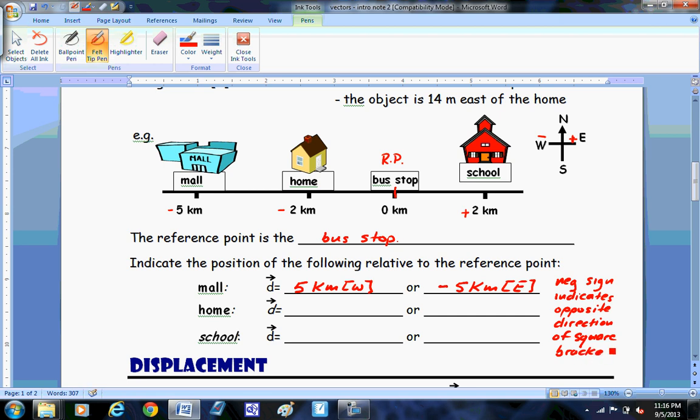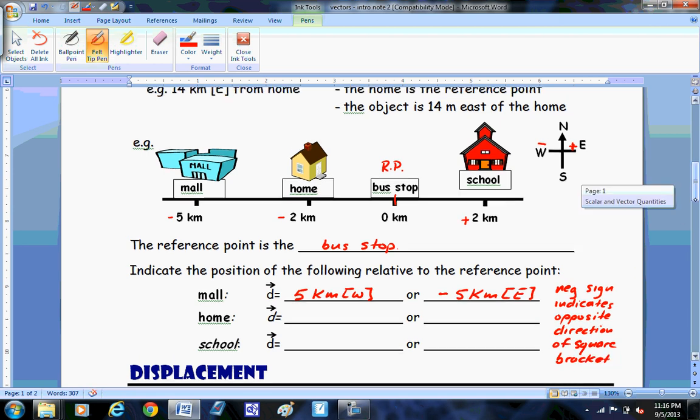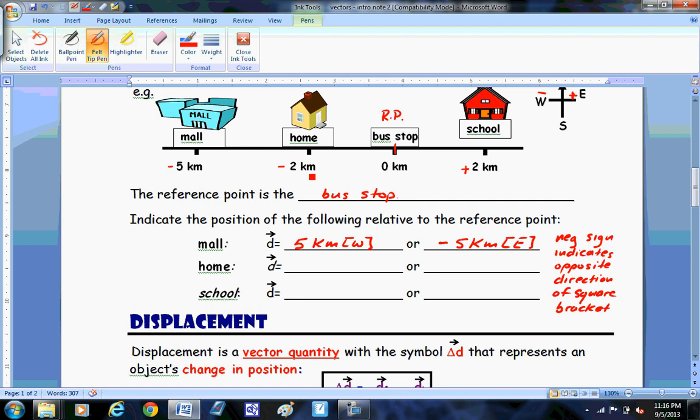Let's look at another example here. Let's take the example of home. Here, home, we can say is 2 kilometers west of the reference point, the bus stop, or we could have said it's -2 kilometers east. How about the school? Where's the school located? Well, the position of the school is 2 kilometers east. Another way of saying that is -2 kilometers west. Remember, these two are exactly the same. There's no difference between them.